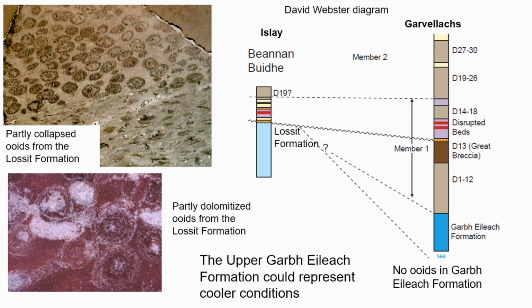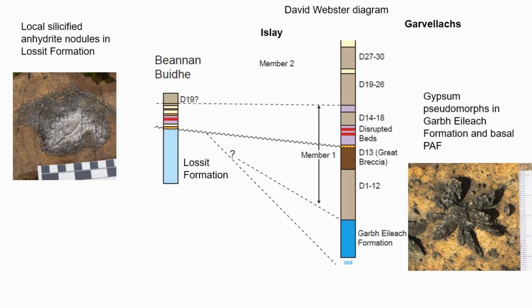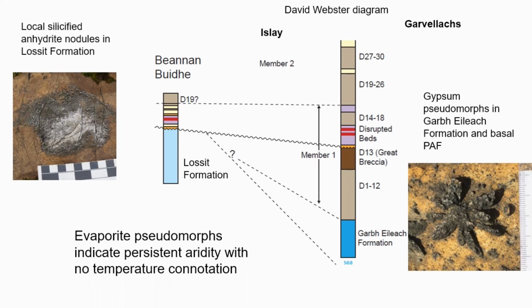In our studied sections, we find evidence of the former presence of evaporites, now silicified with anhydrite inclusions, at certain stratigraphic levels in different formations. Remembering that some of the most saline evaporated waters on Earth today are in Antarctica, evaporite pseudomorphs in the Scottish succession indicate persistent aridity, but with no temperature connotation.